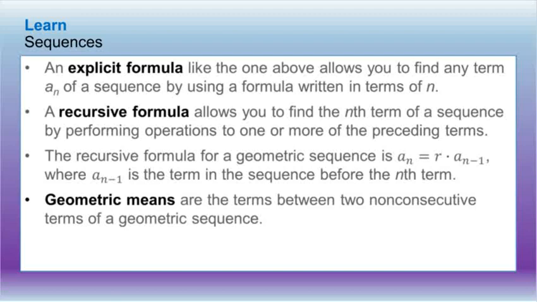So we have explicit formulas, which I just stated. You use that to find any term of a sequence. So if you're going to find the fifth term, you're going to use the explicit formula. If you want to create a sequence, then you would use the recursive formula, which would be a subscript n equals r times the previous term. That's what the a subscript n minus 1 means in this formula. So geometric means are the terms between two non-consecutive terms of a geometric sequence. And we'll get to geometric means later in this lesson.